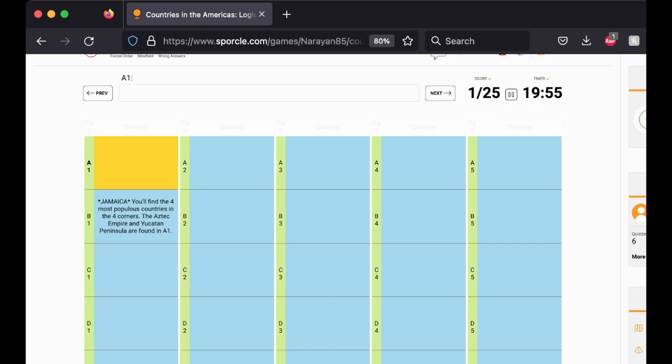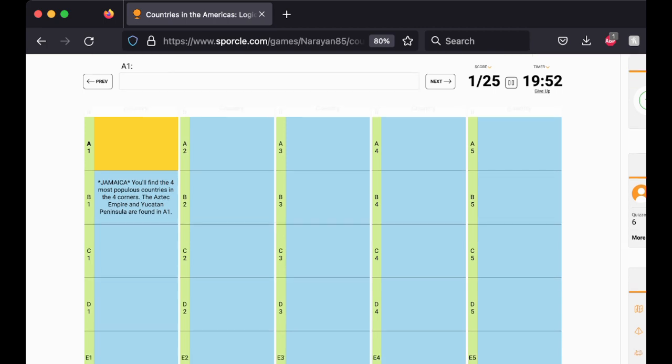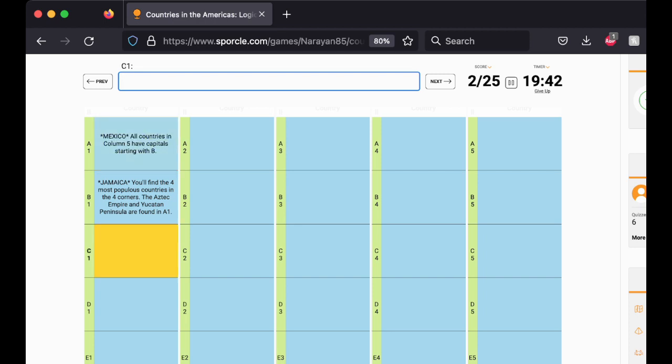Okay. So you'll find the 4 most populous countries in the 4 corners. The Aztec Empire and the Yucatan Peninsula are found in 1A, so that would be Mexico. All countries in column 5 have capitals starting with B.